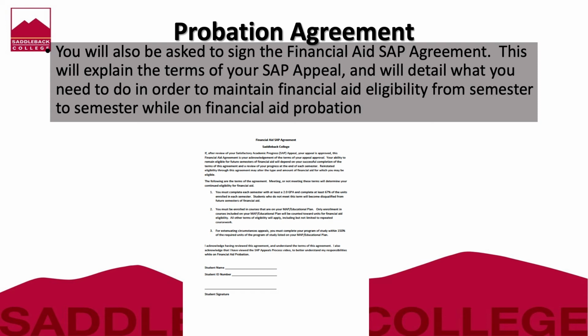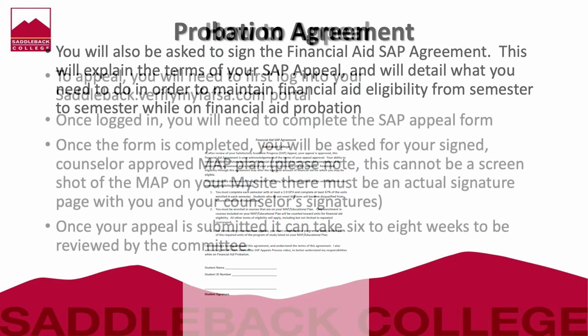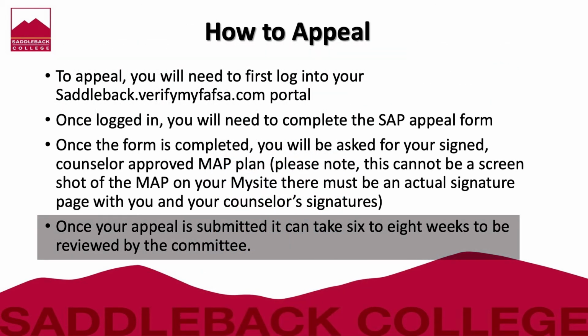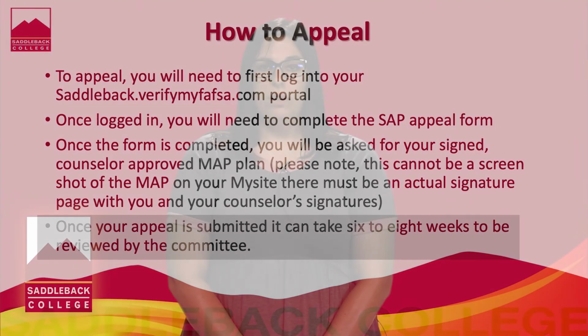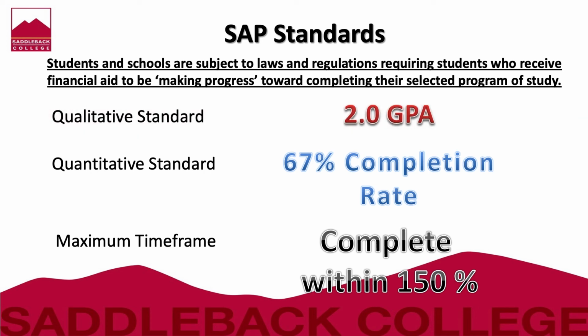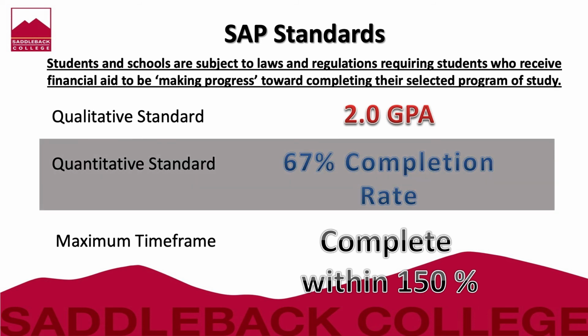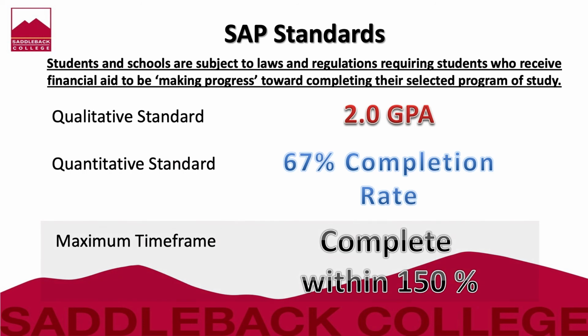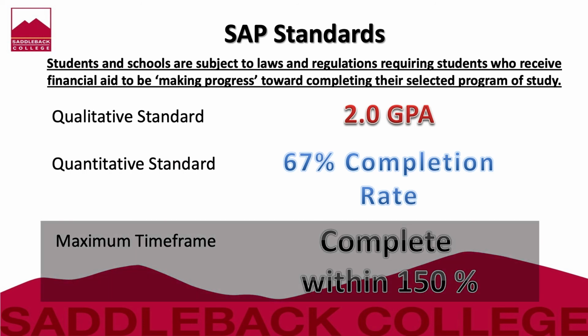This will explain the terms of your SAP appeal and will detail what you need to do in order to maintain financial aid eligibility from semester to semester while on financial aid probation. Once submitted, your appeal can take up to 30 business days to be reviewed by our appeals committee. If your appeal is approved, you will be required to follow the terms of your financial aid SAP agreement. This includes completing each semester with at least a 2.0 GPA, successful completion of at least 67% of the units you enroll in each semester, and completing your program of study within 150% of the program's required units.